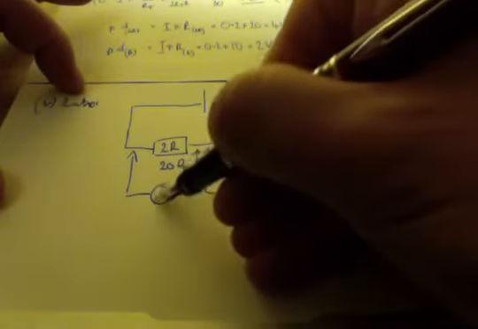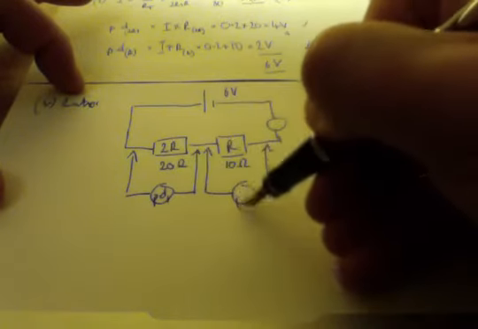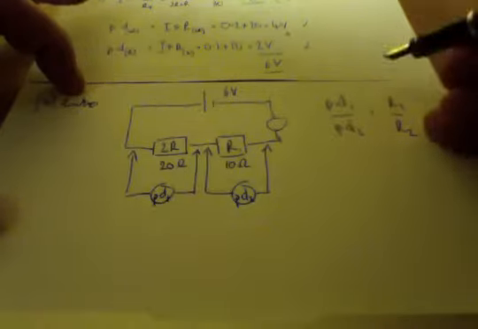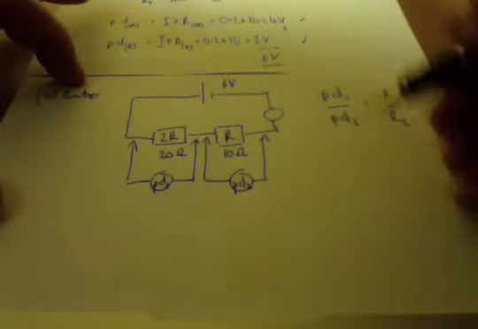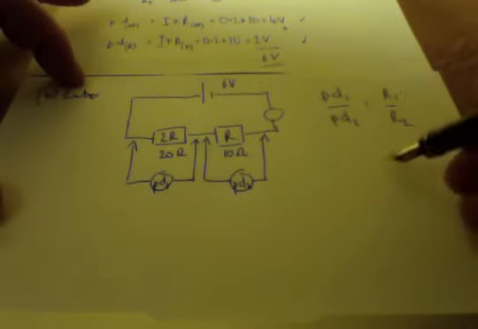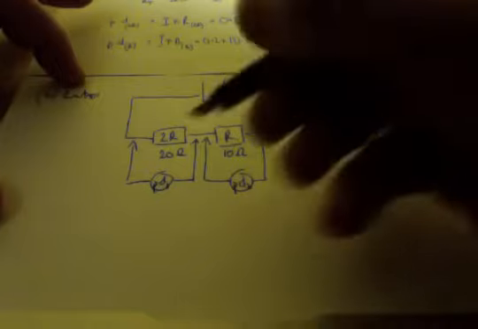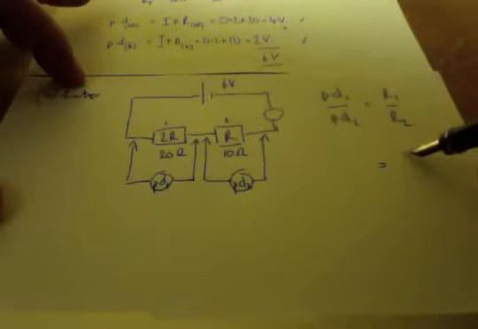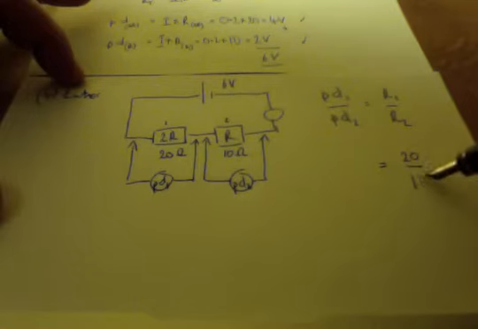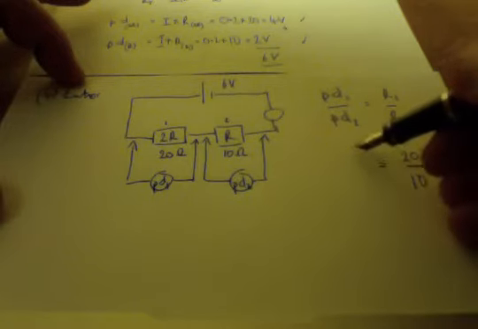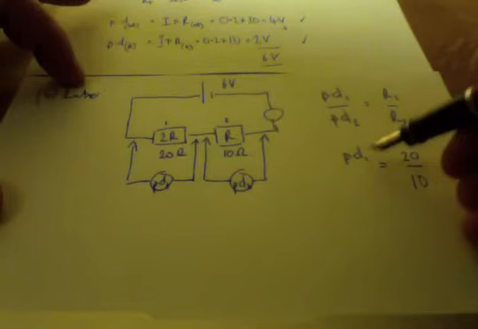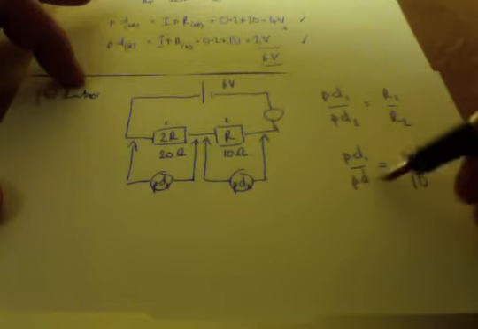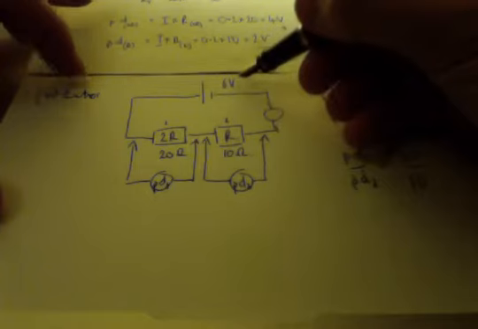Let's write PD1. So therefore, I now have PD1 over PD2 is going to equal resistance 1, let's call this one number 1, this one number 2, 20 over 10 must be the same as PD1 over PD2. But I know that those two must add together and be equal to 6.